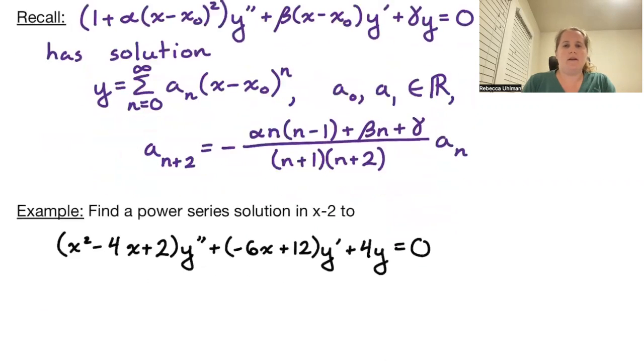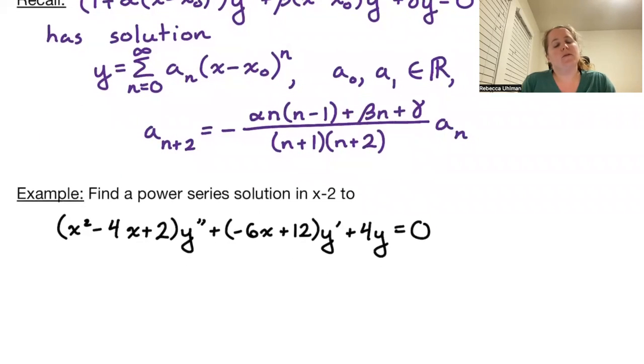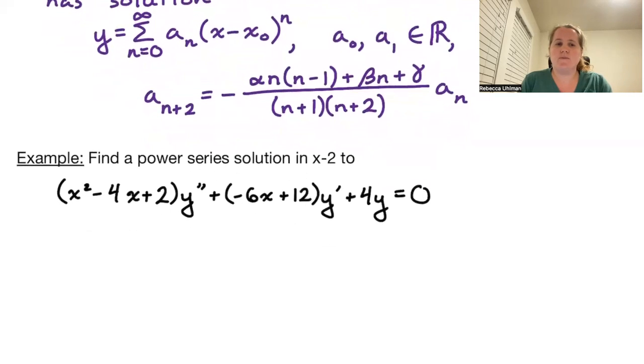So let's go ahead and try to use that to find the power series solution in x minus 2 to x squared minus 4x plus 2 multiplying y double prime plus negative 6x plus 12 all multiplying y prime plus 4y equals 0. So the very first trick, anytime you want to find the power series solution at x minus x naught, is to try rewriting each of those polynomial coefficients in powers of x minus x naught.